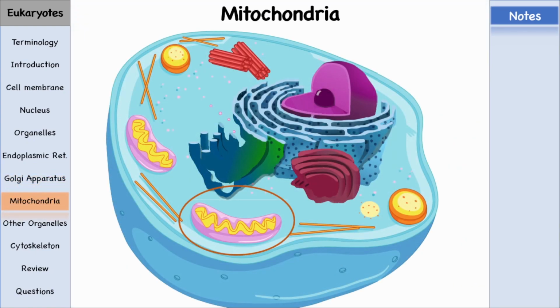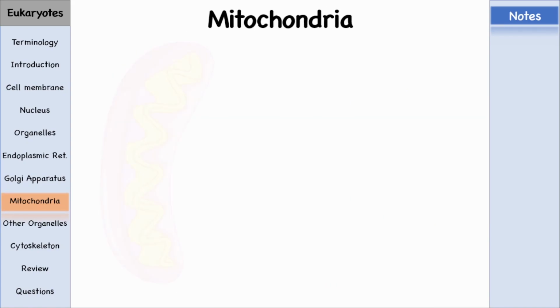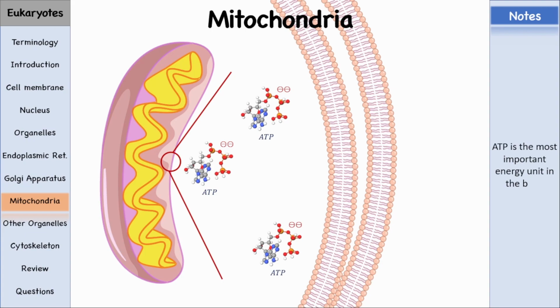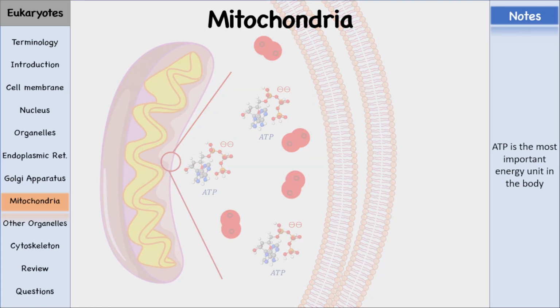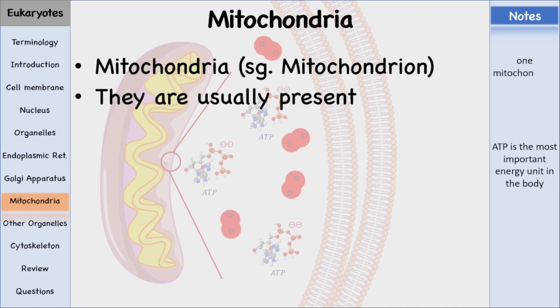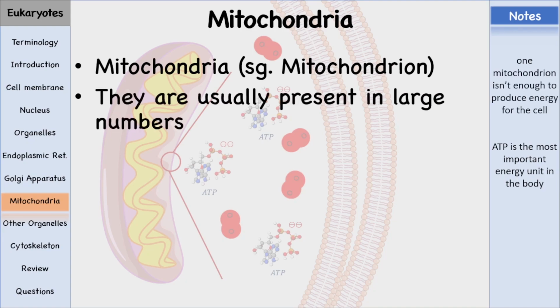The mitochondria is an organelle enveloped by two outer membranes. Its main function is to produce energy. It produces energy in the form of ATP molecules, and it needs oxygen for this process. We usually use the term mitochondria, which is the plural form of mitochondrion. This is because they are usually present in large numbers in the cell, as one mitochondrion is not enough to produce energy for the cell.